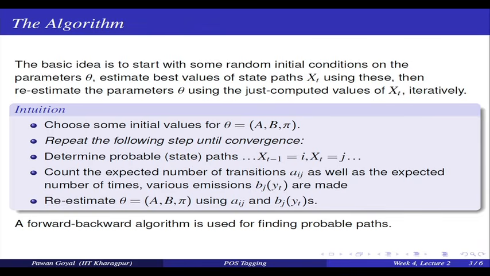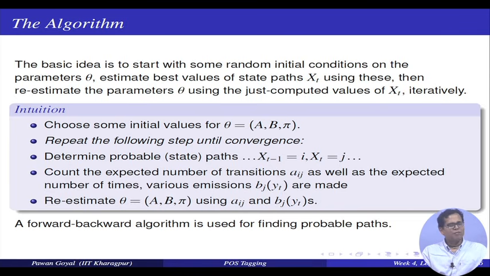So what are we doing here? I am starting by choosing some initial values of the parameters A, B and pi. And then I have to repeat the following steps until convergence. Firstly, determine the probable paths: at the (t-1)th point I see the state i, at the tth point I see state j, and so on. What is the probability of various state paths?